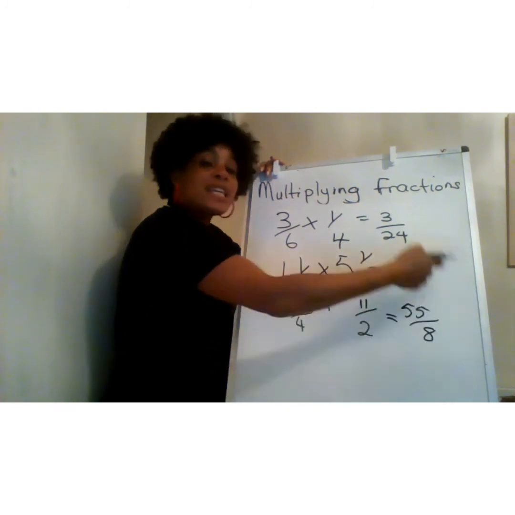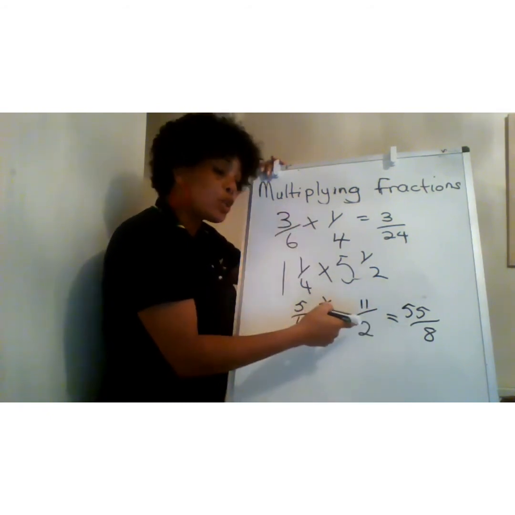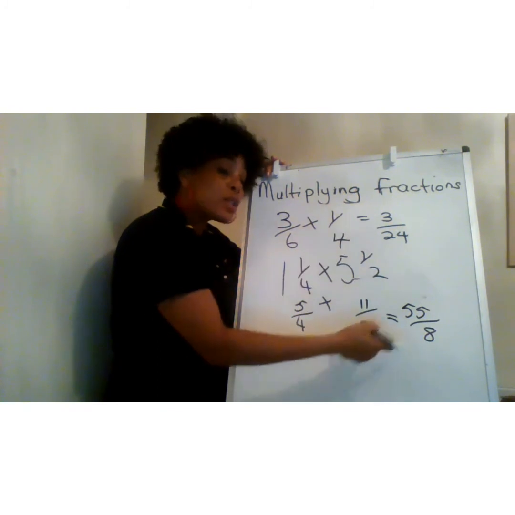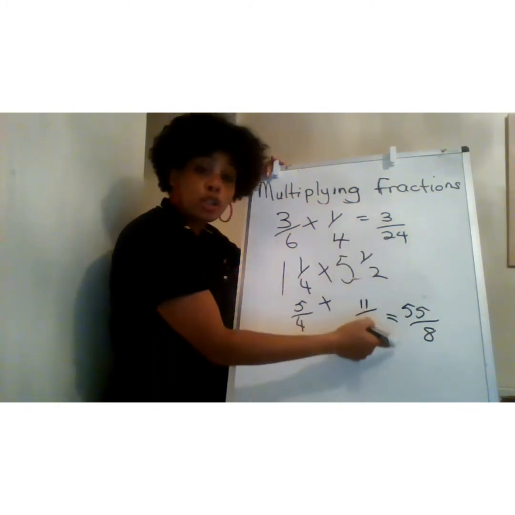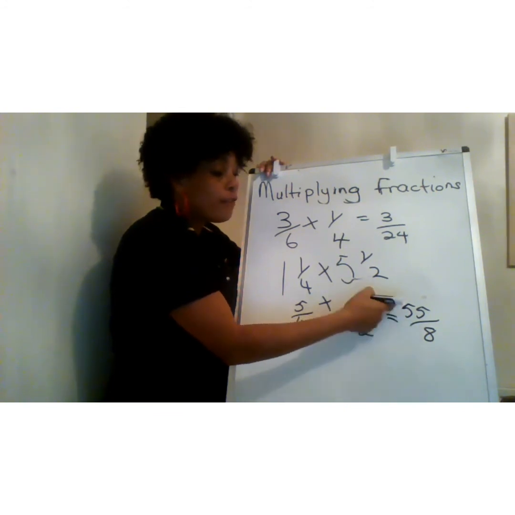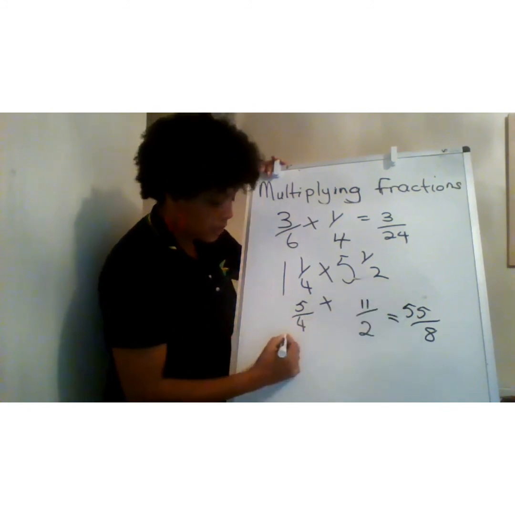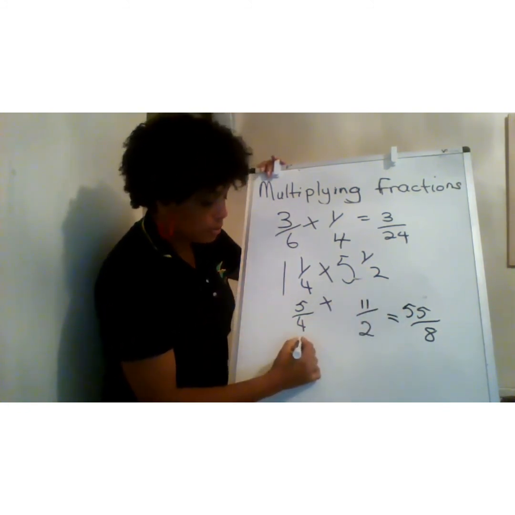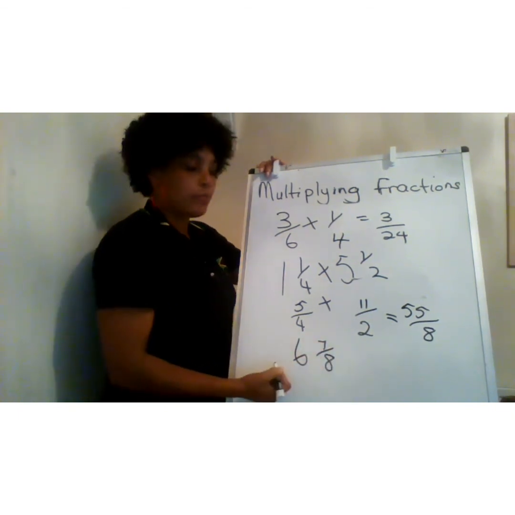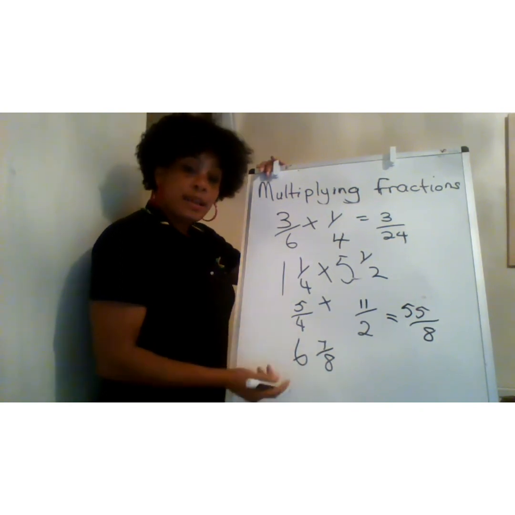Now, this is an improper fraction. We can leave our answer like that, but we must read our question. If it asks you to leave in its simplest form, or asks you to leave it as a mixed number, you've got to change it. How many 8s can we get out of 55? 5 8s are 40, 6 8s are 48, 7 8s are 56. So you can only get it 6 times. So it's going to be 6 times and 7 out of 8. So our answer is 6 and 7 out of 8.